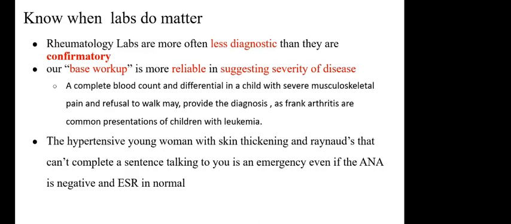For example, a complete blood count with differential in a child with severe musculoskeletal pain and refusal to walk may provide the diagnosis, as frank arthritis is a common presentation of children with leukemia, so CBC is more important than the rheumatoid factor here. The hypertensive young woman with skin thickening and Raynaud's who cannot complete a sentence while talking to you is an emergency, even if the ANA is negative and ESR is normal.